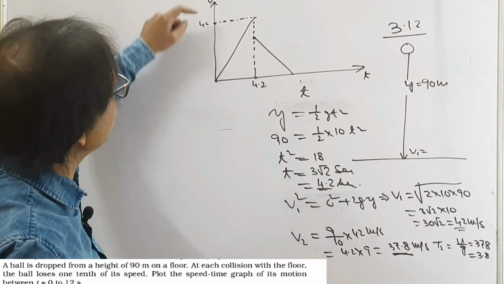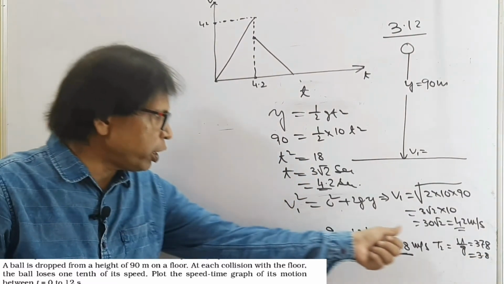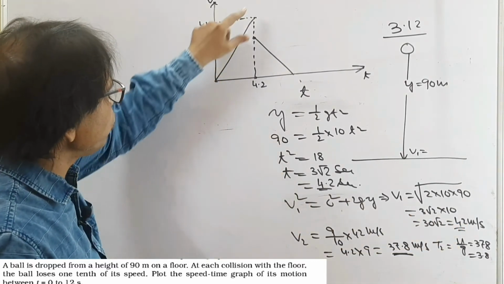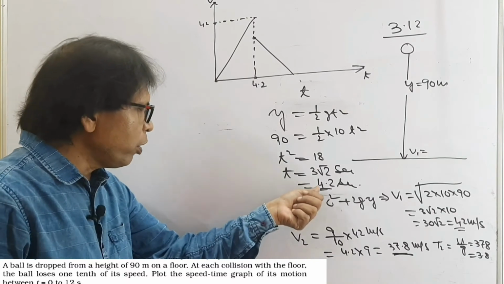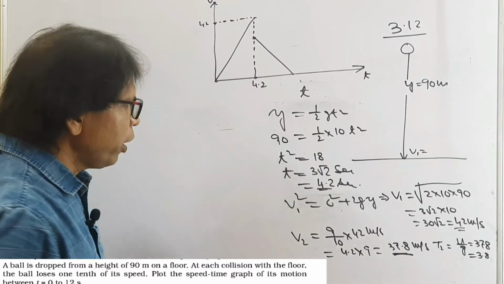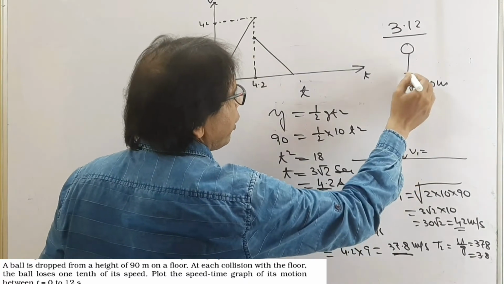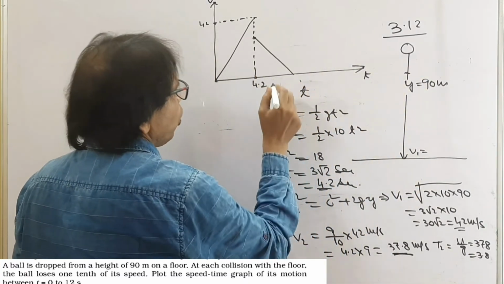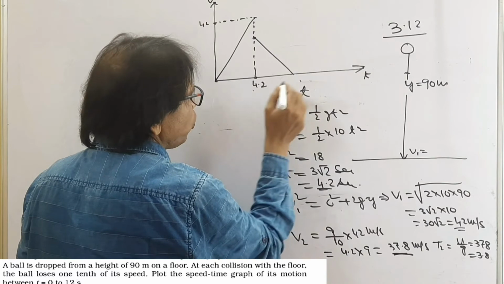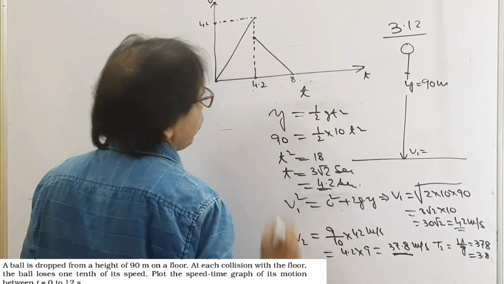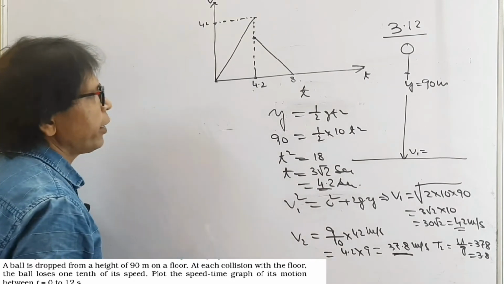Okay, now we have to draw the v-t graph. The velocity gain is 42 meter per second. So from 0 to 42 meter per second at that time, this is 4.2 second. Now another 3.8 second from this to this, again the velocity becomes 0. So this is 4.2 and this is 3.8. So this is 8 second.